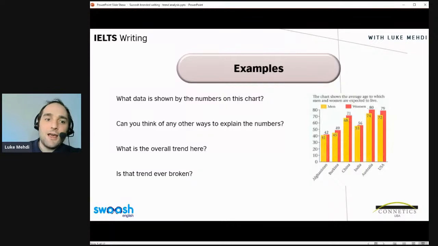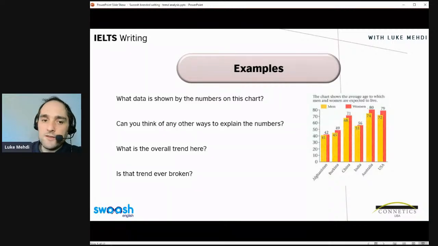Okay, so let's look at a couple of examples. We're trying to think about ways that what the chart is showing and ways we might describe it. So have a quick look at this bar chart. What data is shown by the numbers on this bar chart? Can you think of any other ways to explain the numbers? What is the overall trend? And is that trend ever broken?